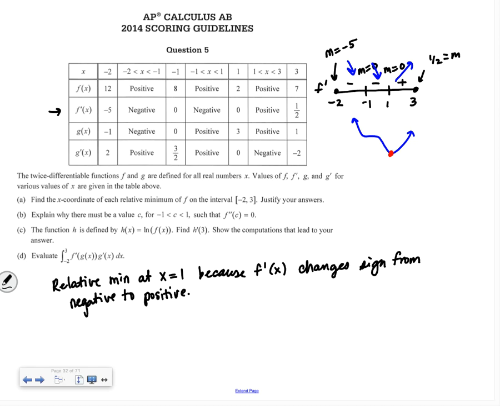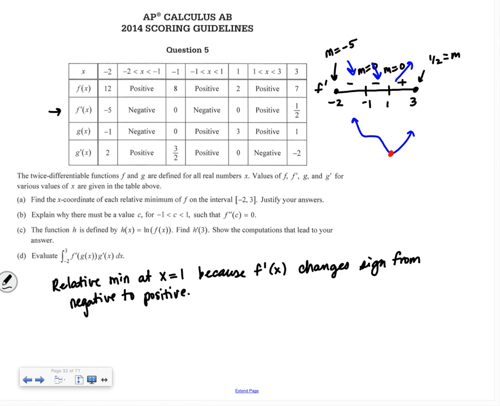You could also justify this by looking at the second derivative, but we don't have the second derivative in this table. So sometimes you'll be able to use these chart problems and say, oh, well, I know f double prime is positive, which means it's concave up, therefore there's a minimum. So look for things like that as well.